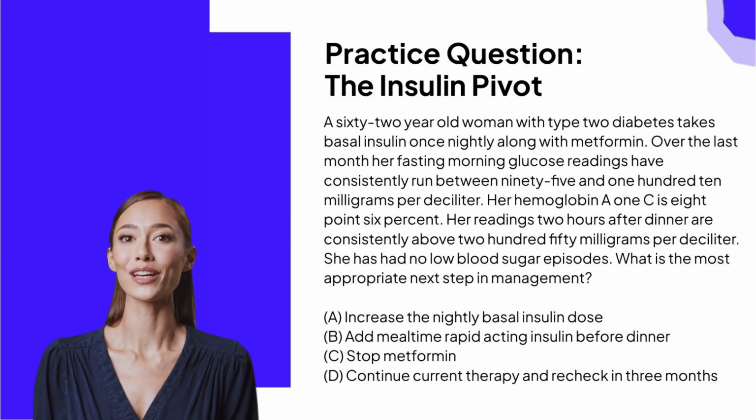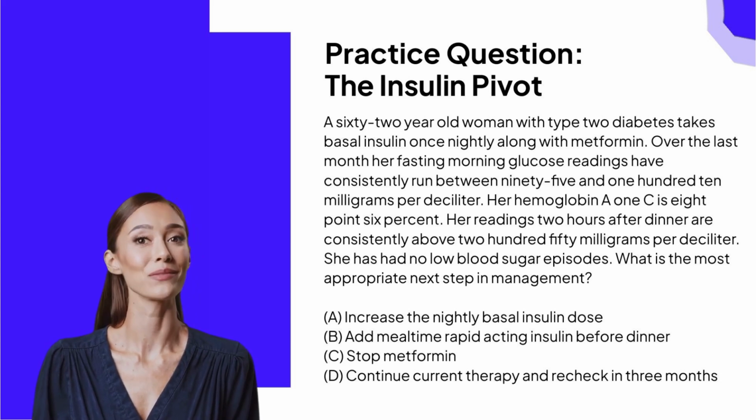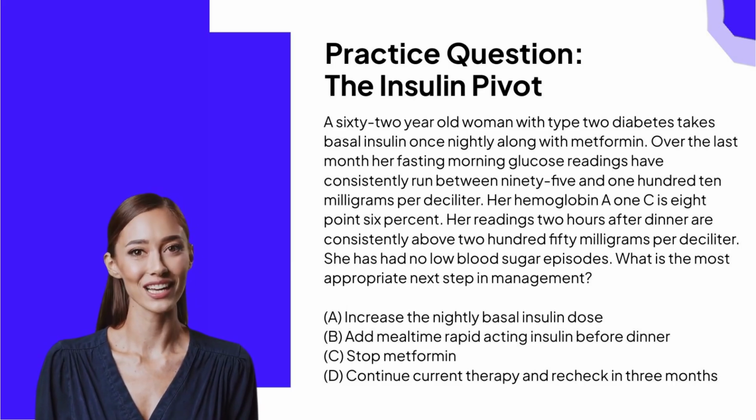Over the last month, her fasting morning glucose runs between 95 and 110. Her A1C is 8.6%. Her readings 2 hours after dinner are consistently above 250. She's had no lows. Most appropriate next step?